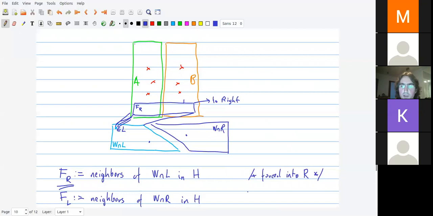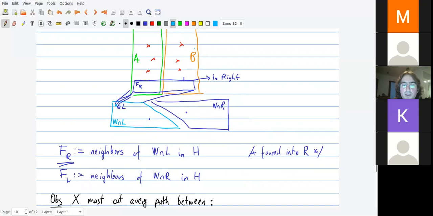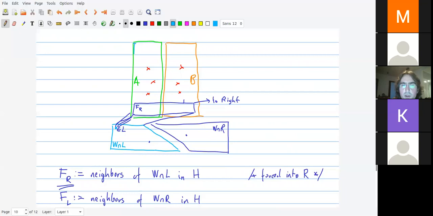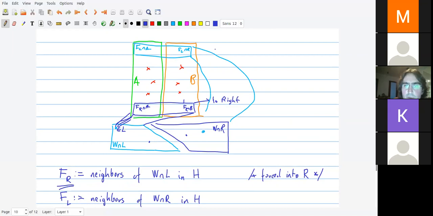And similarly, if I look at the neighbors of this W intersection R, then this set FL, these are vertices that should go to the left side of the bipartition unless they are deleted, because these ones are guessed to be on the right side. Okay, so I've got these four sets: FL intersection A, FL intersection B, FR intersection A, and FR intersection B.